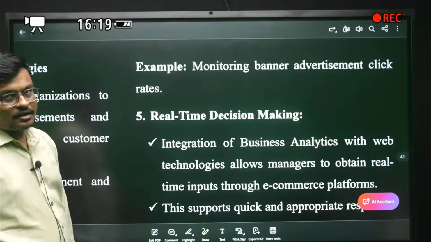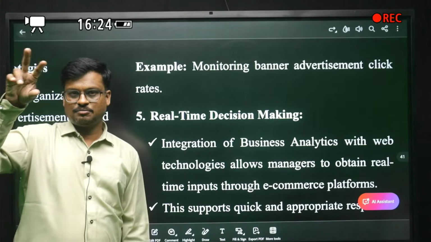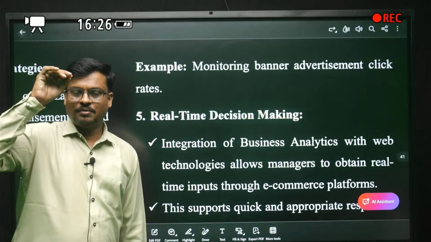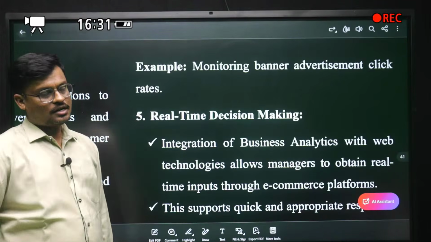Example, monitoring banner advertisement click rates. Whenever you go to Google, a banner will be displayed. In a website, a banner will be displayed. How many people are actually clicking it? How many people are actually visiting it? That thing you can analyze here.